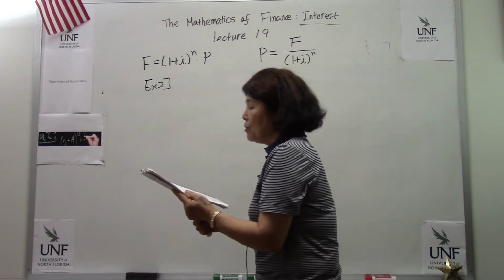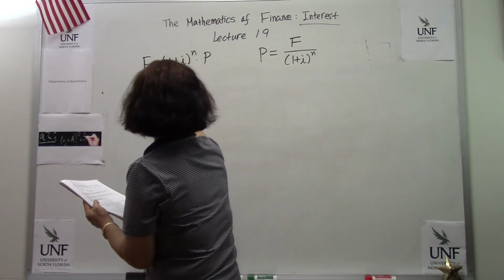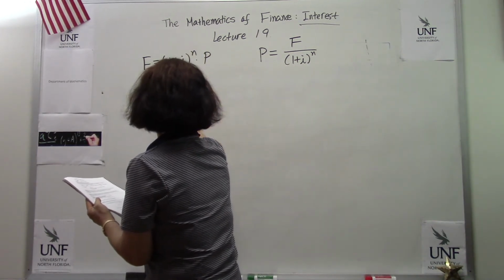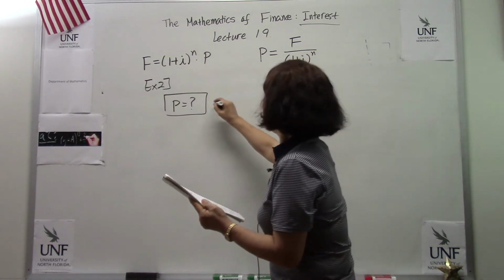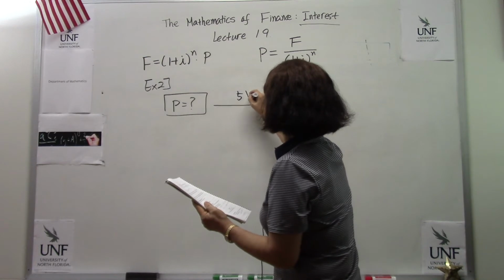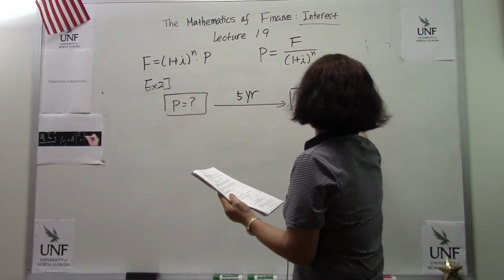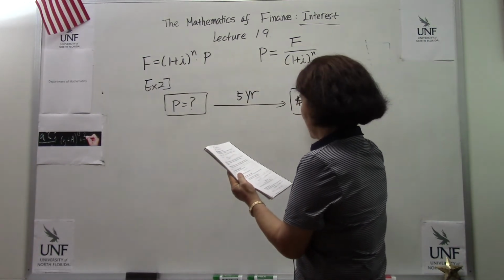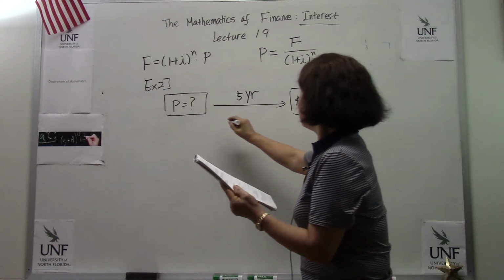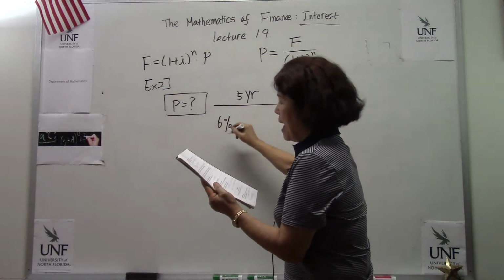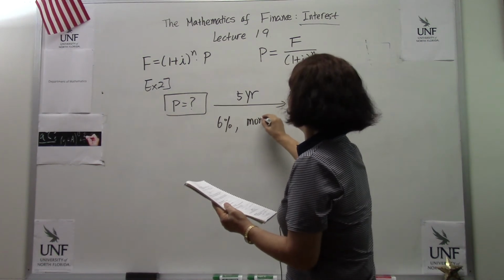How much money must be deposited? So we do not know. Present value, this is the question mark. Over how many years? Over a 5-year period. Your goal is you want to have $8,000. 6% compounded monthly.